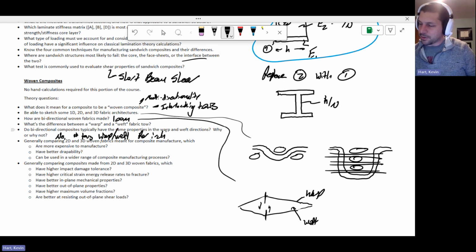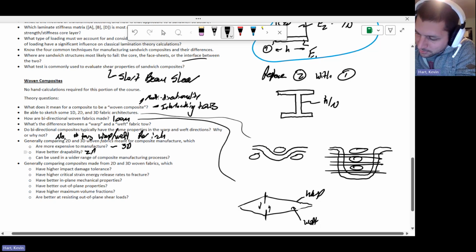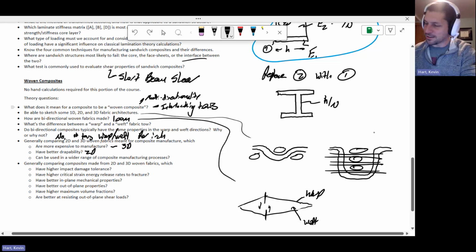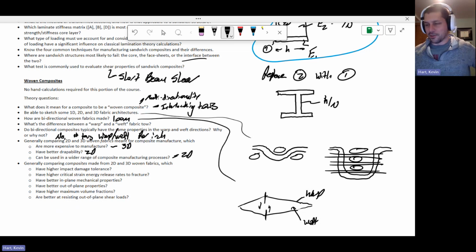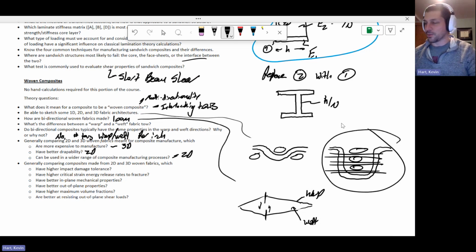All right. Comparing 2D to 3D woven fabrics meant for composite manufacture, which are more expensive to manufacture? That's certainly 3D. Have better drapeability? That's certainly 2D. So again, how much radius of curvature can you get if you have some composites architecture that looks crazy like that, some 3D architecture? It's really difficult. Can be used in a wider range of manufacturing processes? That's 2D. 2D can be used in RTM, VARTM, pressing, all sorts of different things. 3D, you can only really do VARTM and RTM to infuse or get the resin into this interlocked region with all the interstitials.